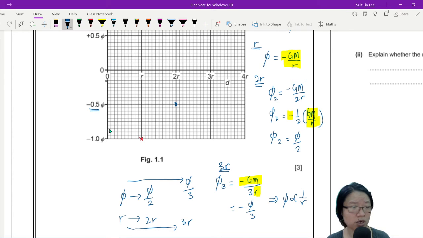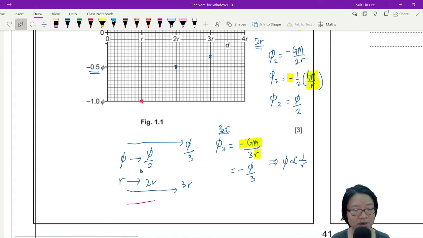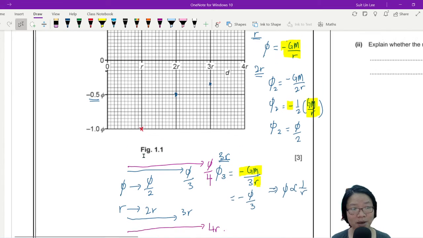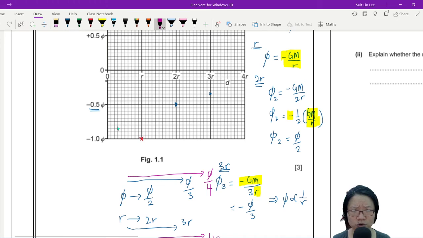Okay, so what is 1 over 3? 1 over 3 is about 0.3333333. So I'm going to continue this. 0.1, 0.2, 0.3. 3.3 is close to 3.5, so I'll plot a point here. Okay, and I think you will be able to tell me what happens when R becomes 4R. What happens to your potential? It will divide by 4. Hopefully you can see the progression. So we'll divide by 4. 1 divided by 4 is 0.25.